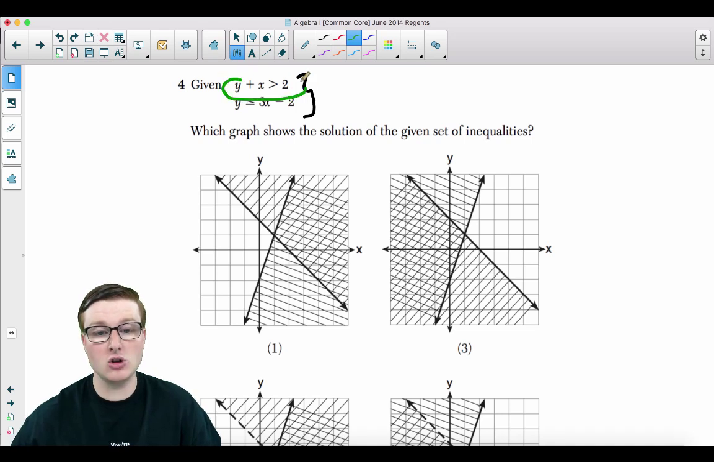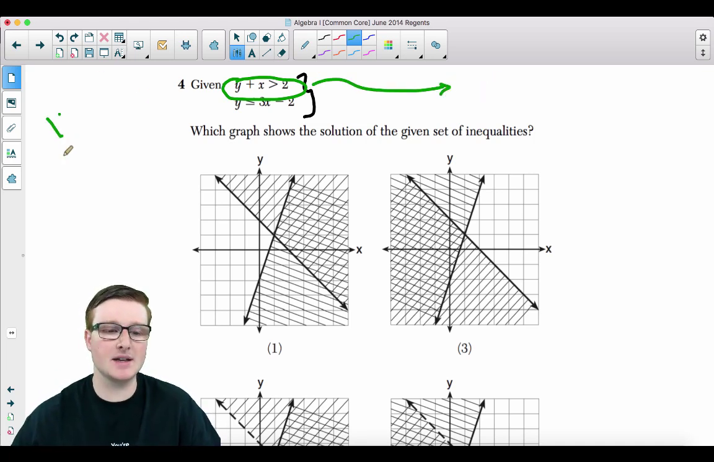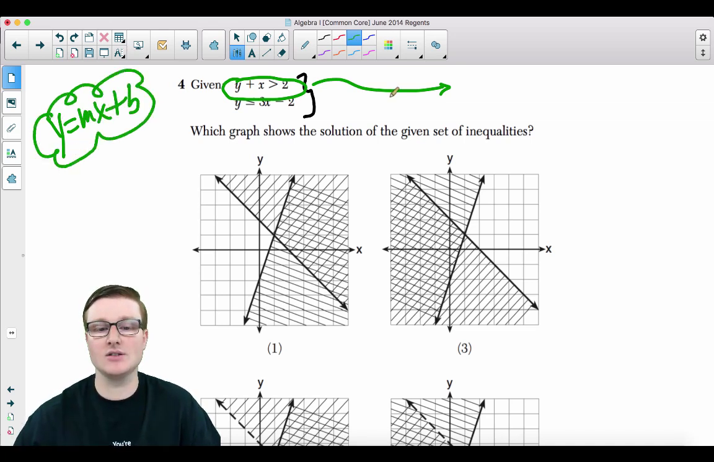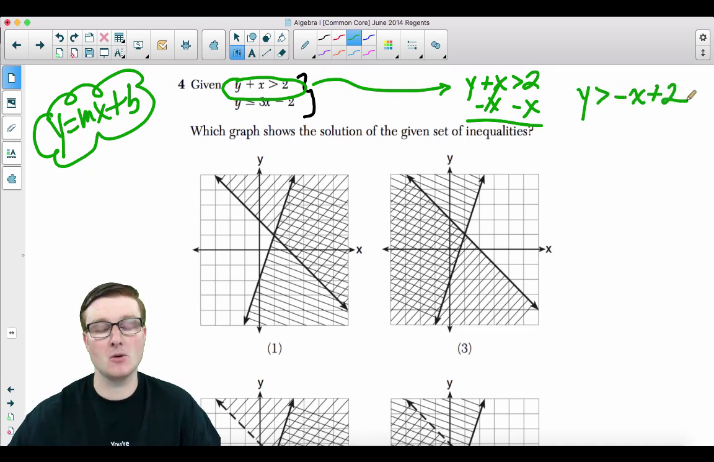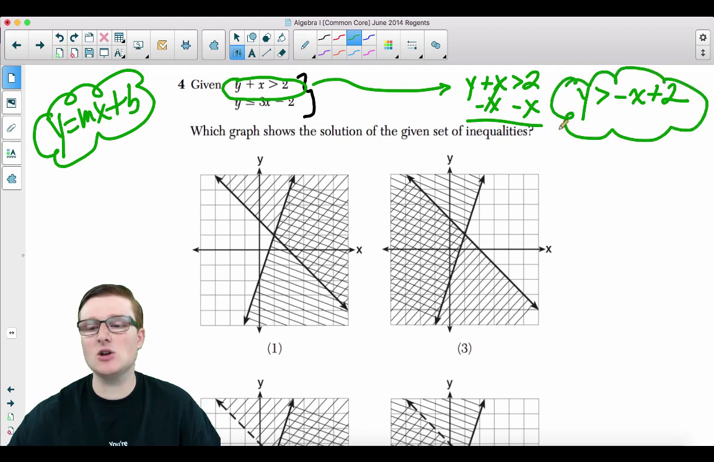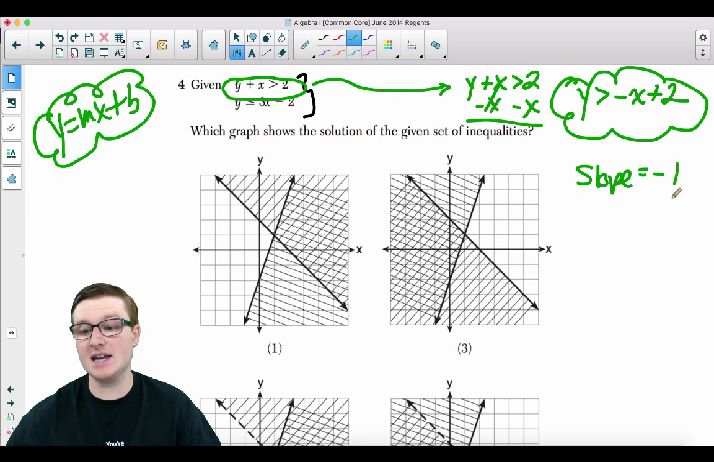So I'm going to look at y plus x is greater than 2. So if I go over here and I just convert it into y equals mx plus b form, let's go ahead and figure this out. If I take this, y plus x is greater than 2, and I move that x to the right-hand side, you get y is greater than negative x plus 2. Okay? Now let's talk about this inequality for a moment here. What is your slope? Well, the slope is where the x value is. So the number right in front of that x, that's your slope. So your slope is negative 1.